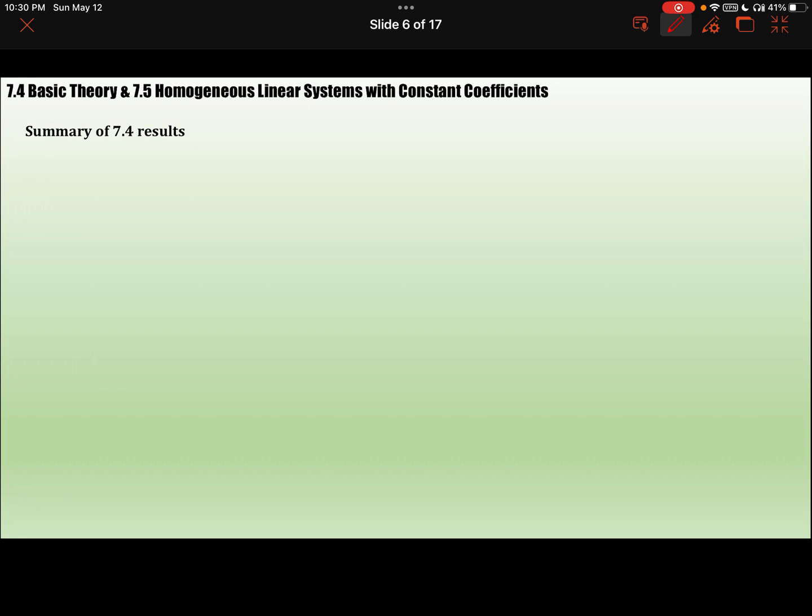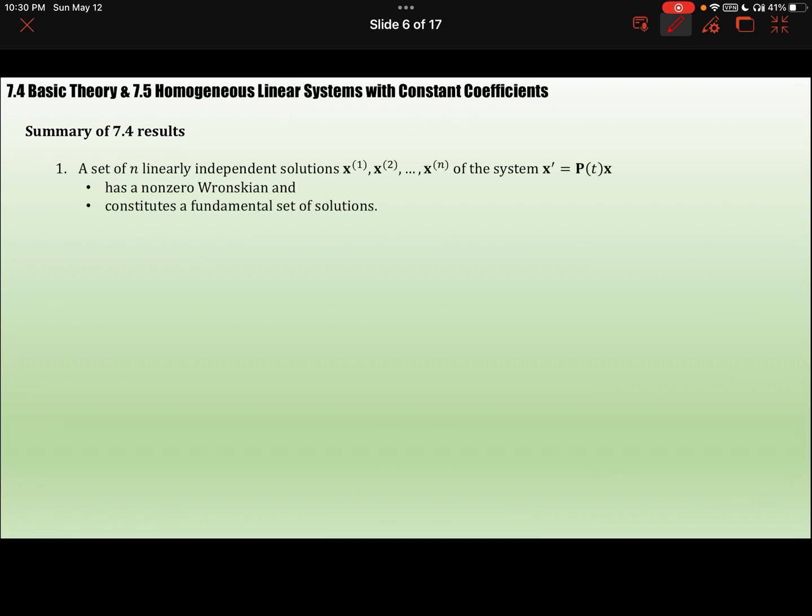Okay. To summarize, we're trying to make 7-4 as quick as possible here. This is our last 7-4 slide. You didn't necessarily have to write down all that we just did, but you might write this down. These are the big picture summary of what we just talked about. First, if you have a set of n linearly independent solutions, x1, x2, x3, etc., to the homogeneous system, then the linear independence implies a non-zero Wronskian, and also implies that we have a fundamental set of solutions, that we've got them all.